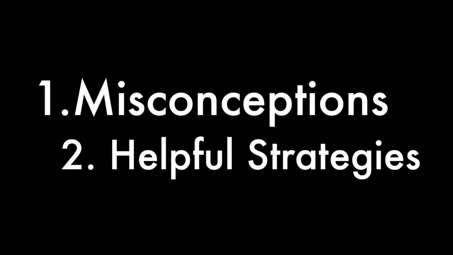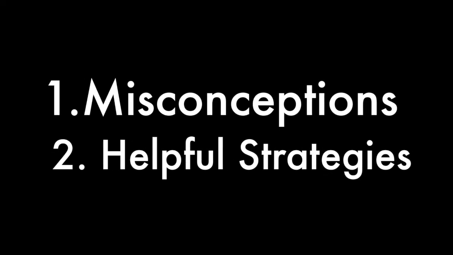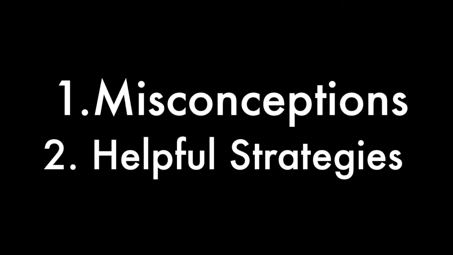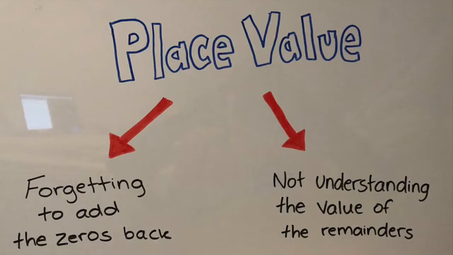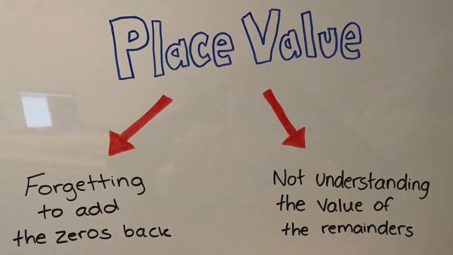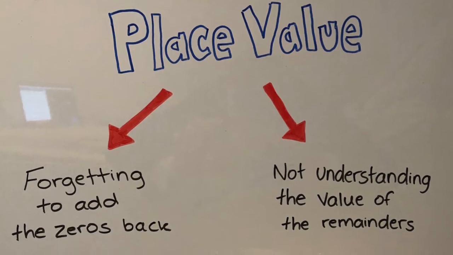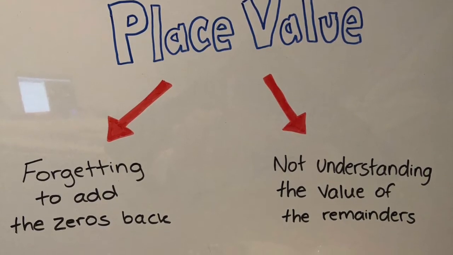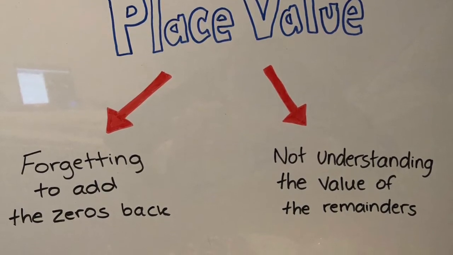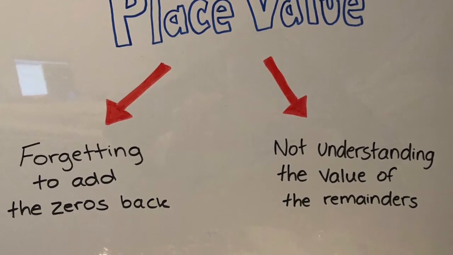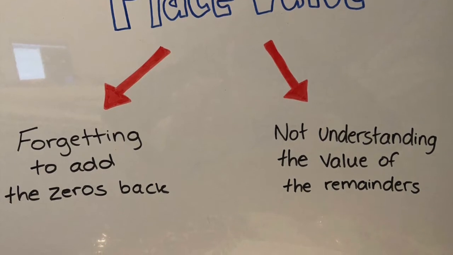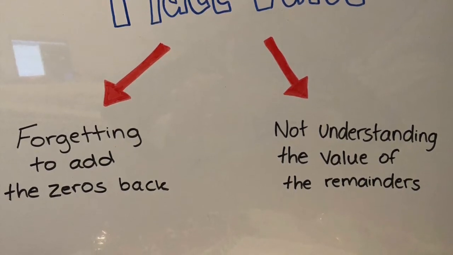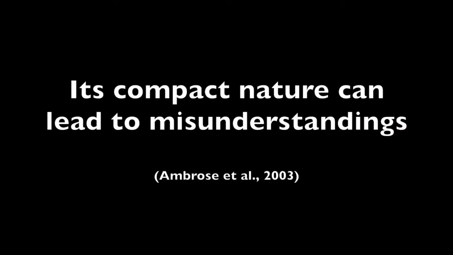First, we will explore the main misconceptions surrounding two-digit multiplication. Then, we will show you some strategies that can help to address these in your classroom. Although there are many misconceptions relating to two-digit multiplication, today we will only focus on those relating to place value, as these seem to be the most common. We will break these down into students forgetting to add the zero back on and students not understanding the value of the remainders.